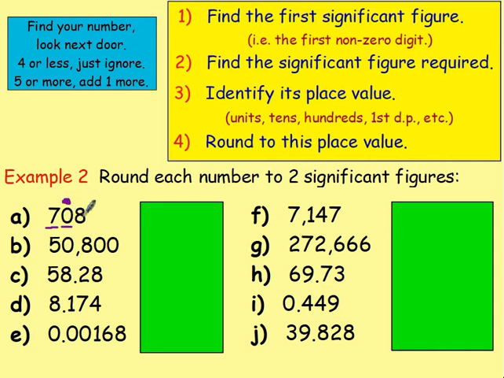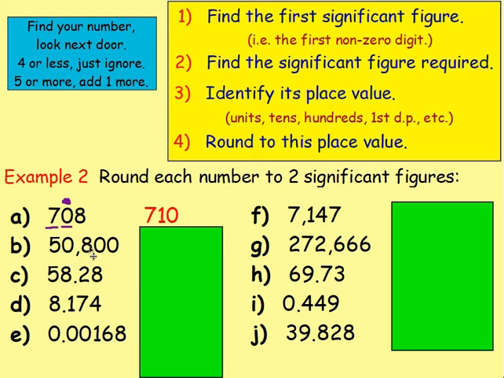So, find our number, look next door, it's 5 or more, so we add one more. So instead of staying at 0, that will go up to a 1, and then we'll ignore the rest of it. So, we'd have 710. That 0 just holds the place value, so that would go to 710.